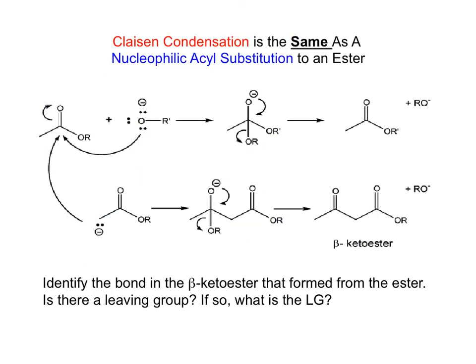A Claisen condensation involves an ester enolate ion. The ester enolate ion is a nucleophile, and that reacts at a carbonyl carbon in a nucleophilic acyl substitution reaction. Note that a tetrahedral intermediate forms. This group is going to be the leaving group, and that's going to form a beta ketoester.